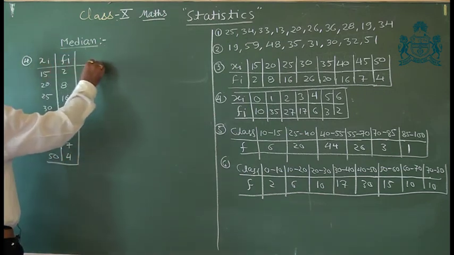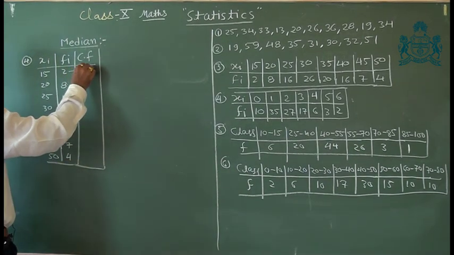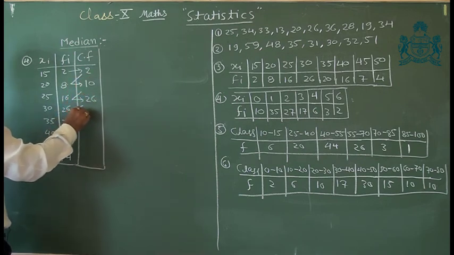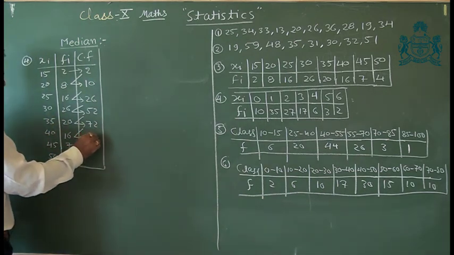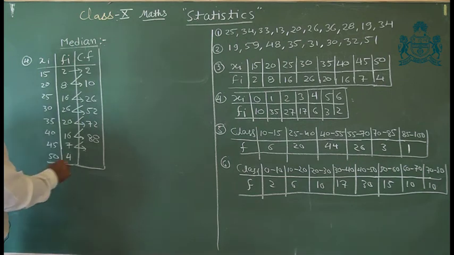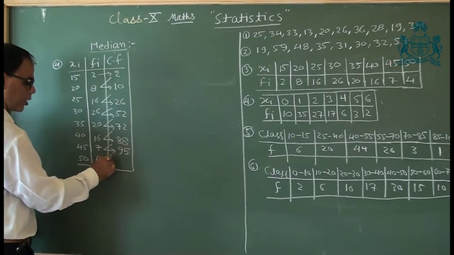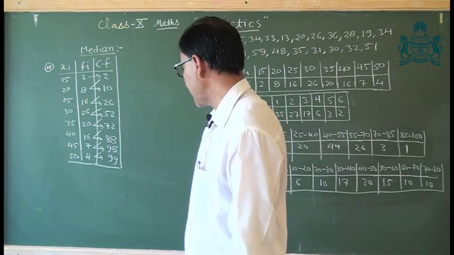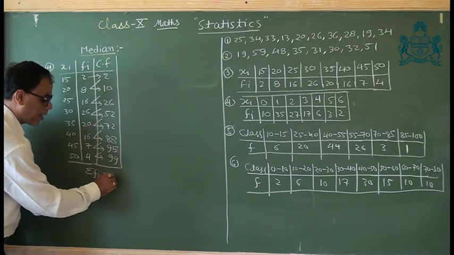Also find the cumulative frequency, CF. First frequency and cumulative frequency are the same: 2. 2 plus 8, 10. 10 plus 16, 26. 26 plus 26, 52. 52 plus 20, 72. 72 plus 16, 88. 88 plus 7, 95. 95 plus 4, 99. The last cumulative frequency is 99, and the sum of frequency sigma fi equals 99.